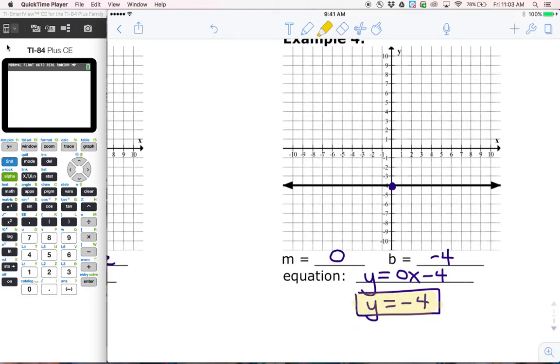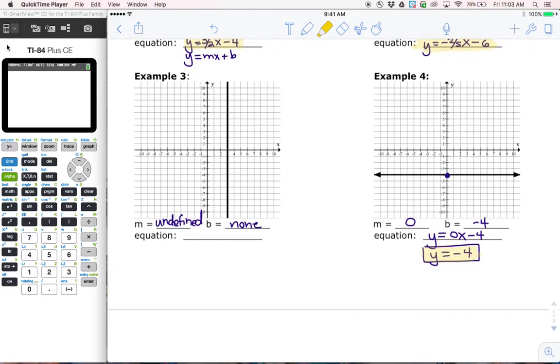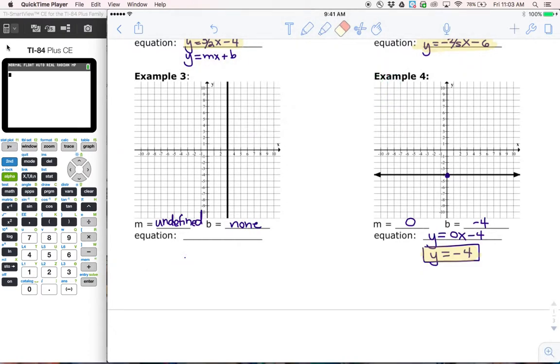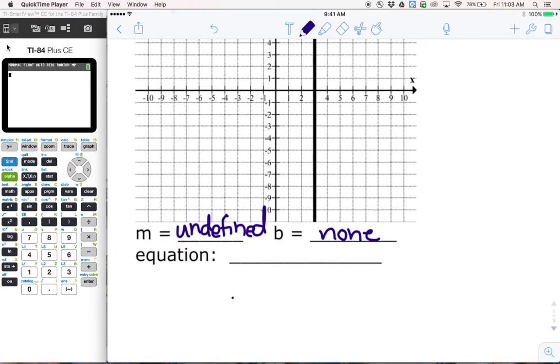All right, so we're back to this weird one here. Here's what I need you to understand. If I have an undefined slope and no y-intercept, I can't say y equals, because what would I even put after the y equals? What do I write for undefined slope? Nothing. My equation for this, you ready for it? That crosses right there at 3. My equation right here is x equals 3. It's so weird, right? x equals 3. It's not y equals because my slope is undefined.